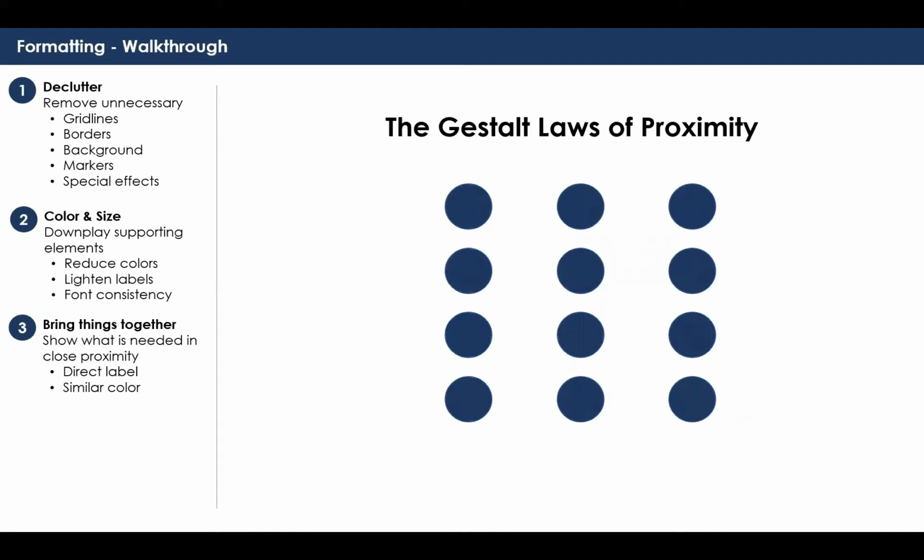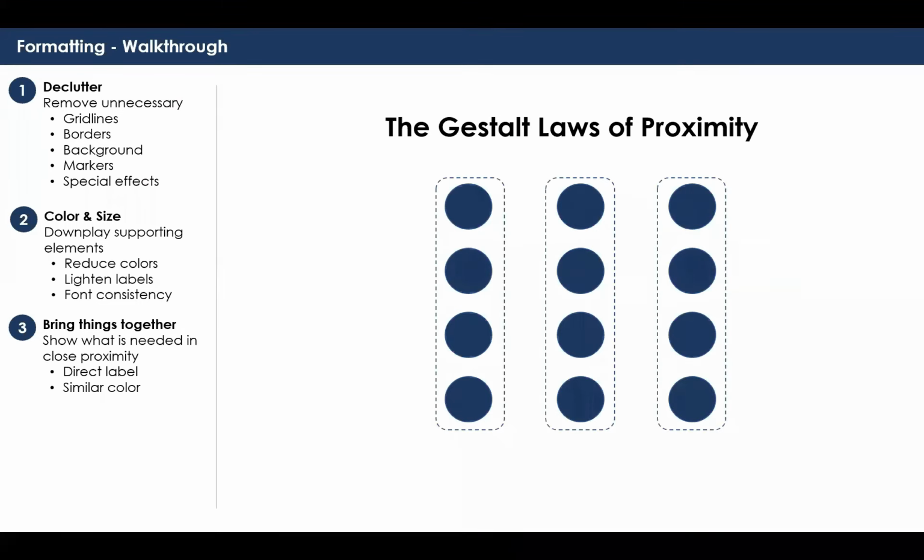Now look at these dots over here. Some of you might see columns, some of you might see rows. Let me know in the chat box. If you see columns, type C. If you see rows, type R. Do you see columns or rows? Most of you see columns, because when the dots are closer to each other, they form a column. So the rule says that things put close together are seen together.